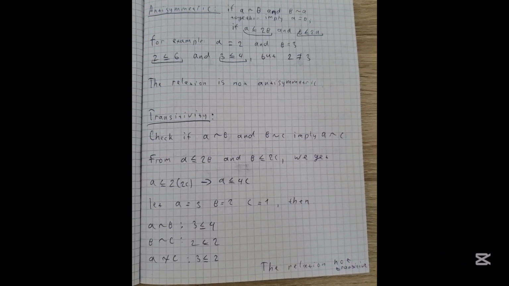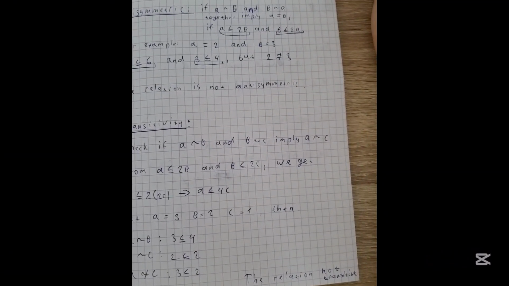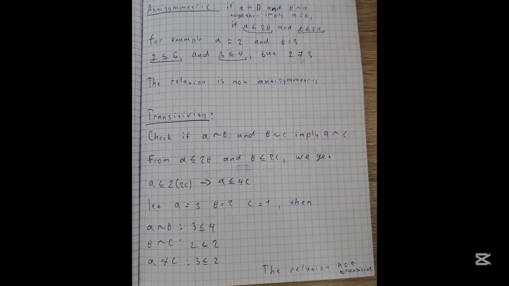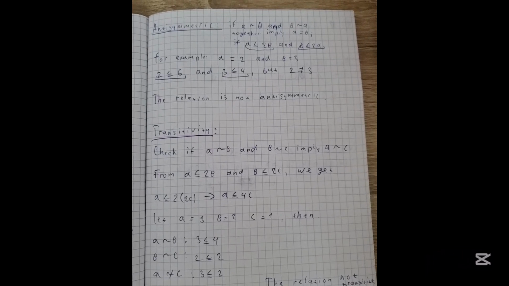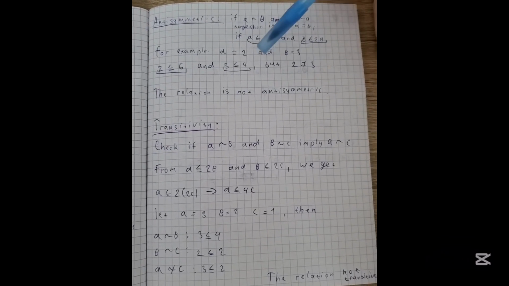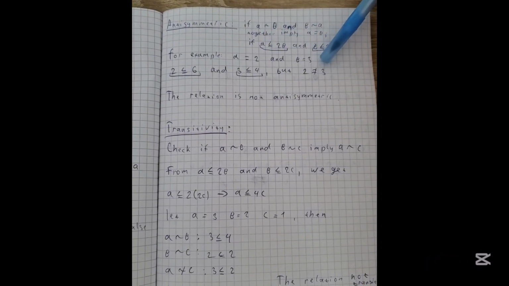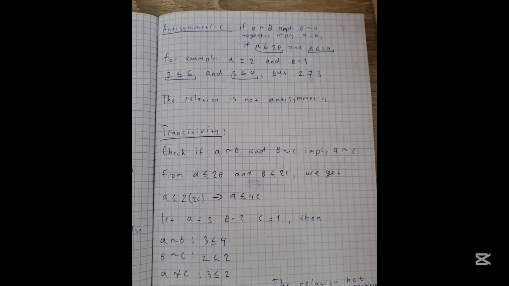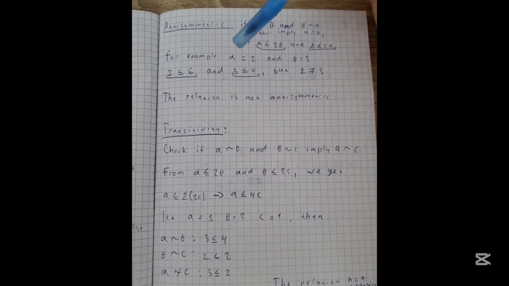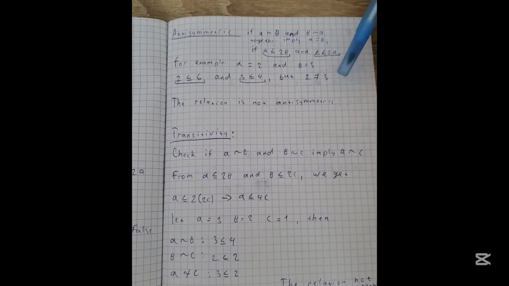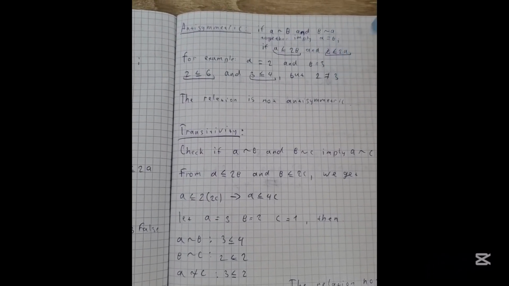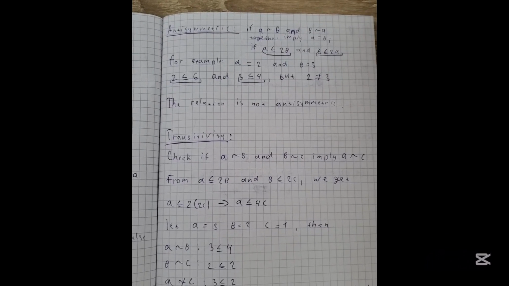The next property is antisymmetry. This means that if both a relation b and b relation a hold, then a must be equal to b. But if we take a equal to 2 and b equal to 3, and after substituting into our inequality, we can see that a is not equal to b, so the relation is not antisymmetric.